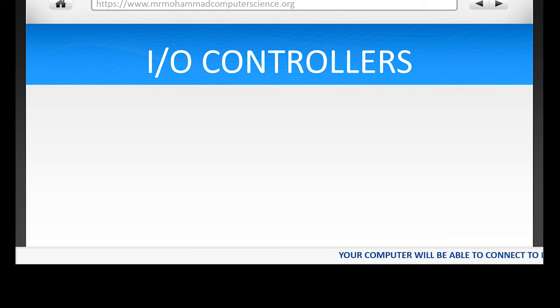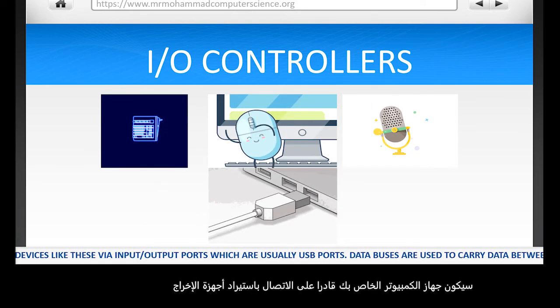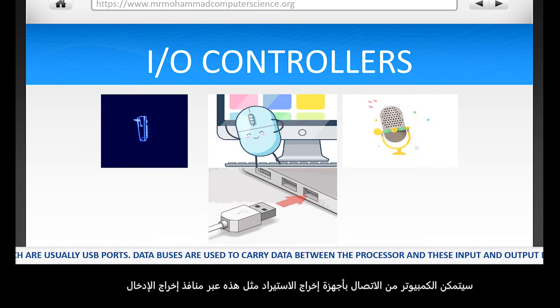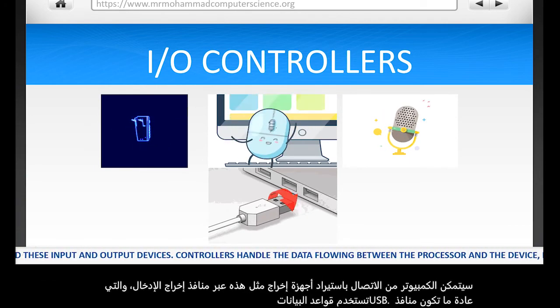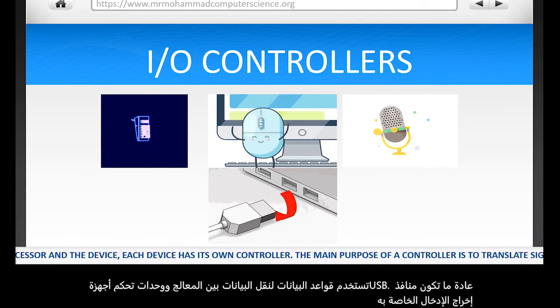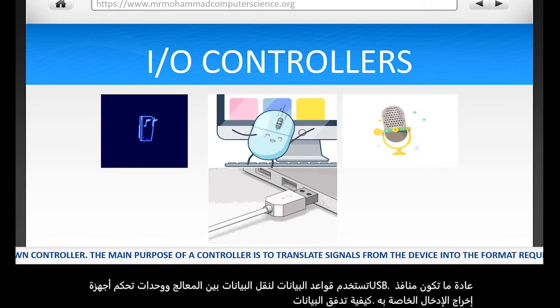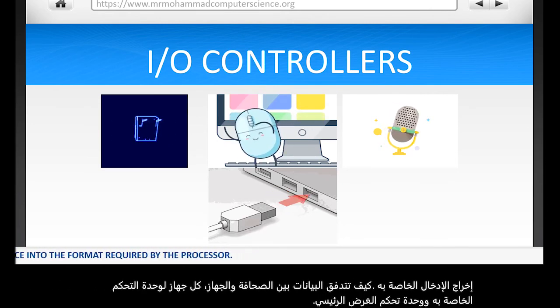Your computer will be able to connect to input and output devices like these via input-output ports, which are usually USB ports. Data buses are used to carry data between the processor and its input and output devices. Controllers handle the data flowing between the processor and the device. Each device has its own controller, and the main purpose of the controller is to translate signals from the device into the format required by the processor.